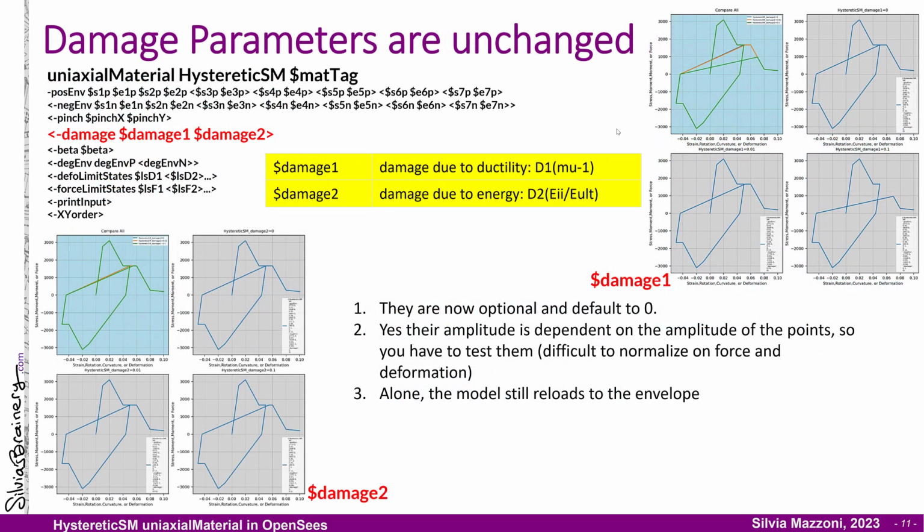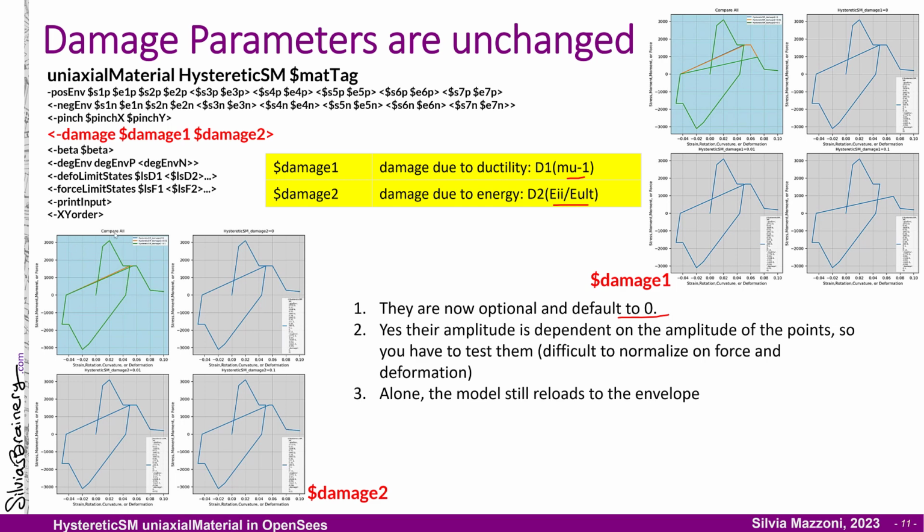The next set of parameters are the damage parameters. These I haven't changed either, okay? What the damage parameters do is they change the target displacement in the reloading cycle on the basis of ductility and energy, okay? I didn't change them, but I've made them optional. So now they default to 0, 0. Before you actually had to define them for hysteretic, now they default to 0.